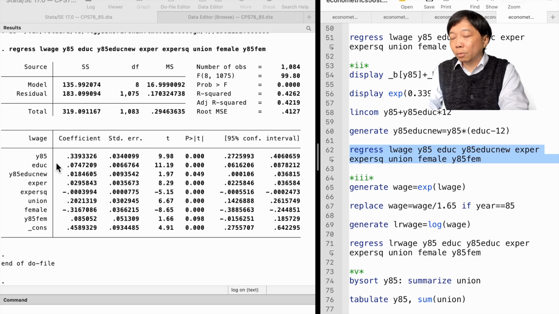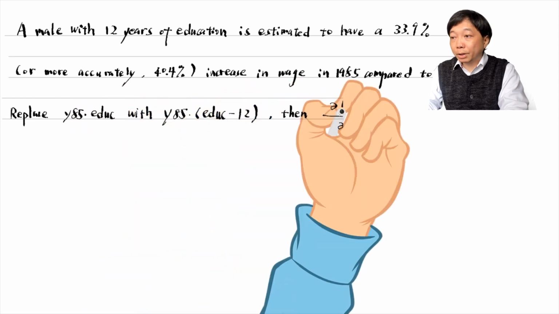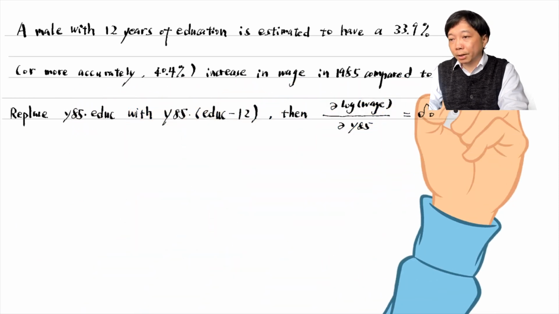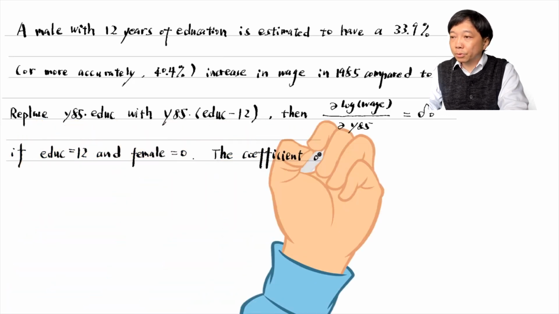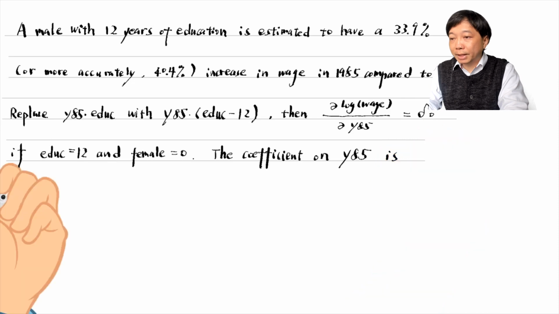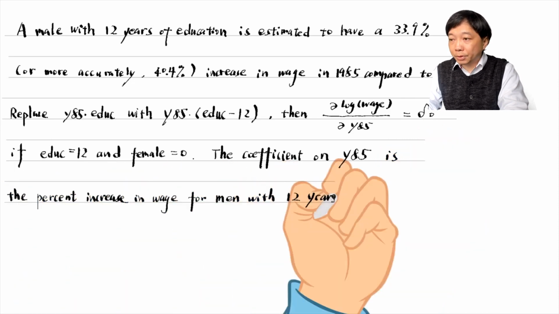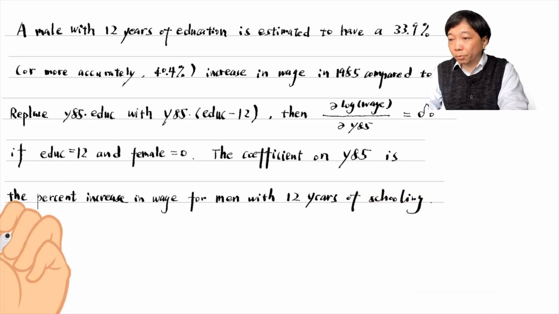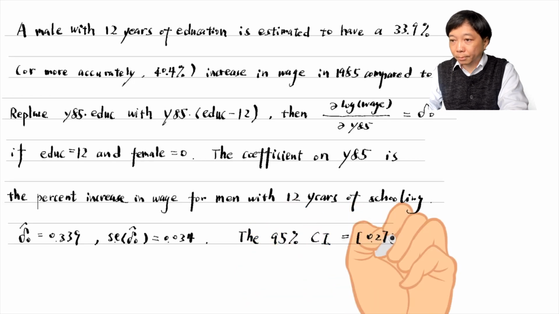then replace y85 times education with it. The coefficient on y85, delta 0, is the percent increase in wage for men with 12 years of schooling. From the estimation result window, we can find the same result as using the lincom command. The estimate is 0.339. The standard error is 0.034.